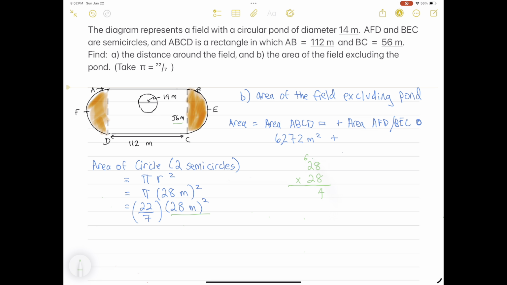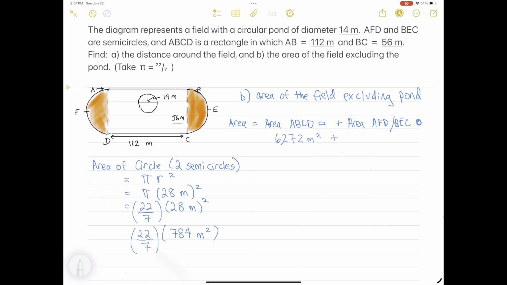And according to order of operations, we do exponents before we do multiplication. So I do 28 meters square, which is 28 times 28, and I do that calculation on the side. 28 times 28 works out to be 784. I write that on the line below for 28 meters square. I complete the rest of the equation by multiplying 784 meters square with 22/7.